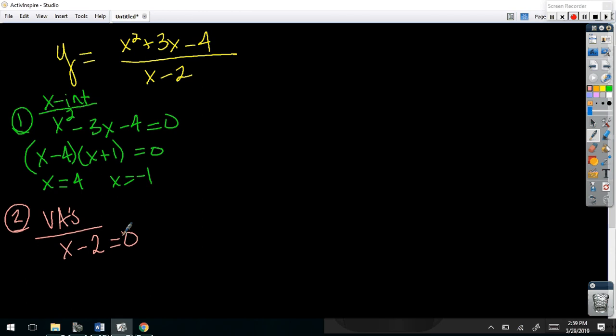Set the bottom equal to 0 because the denominator cannot be 0. That is undefined. That would give us a vertical asymptote. So the vertical asymptote is x equals those values. That means 2.